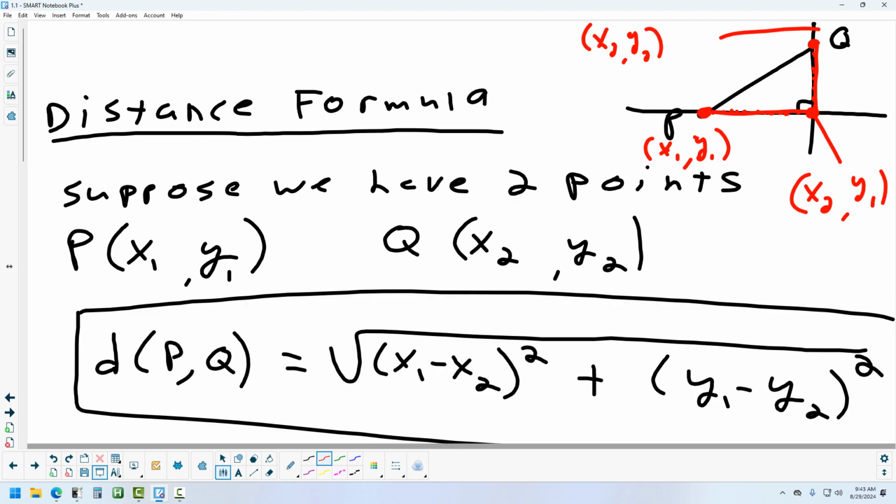Okay, x1 minus x2, that's the length of the bottom. y1 minus y2, that's the height. And to use that in the Pythagorean theorem, you have to square each one of them, add them together, and then take the square root. So the distance formula is really just thinking of the distance as a hypotenuse and using the Pythagorean theorem.